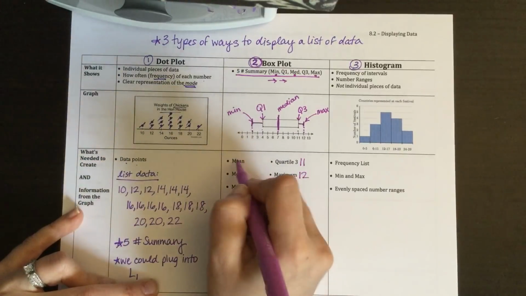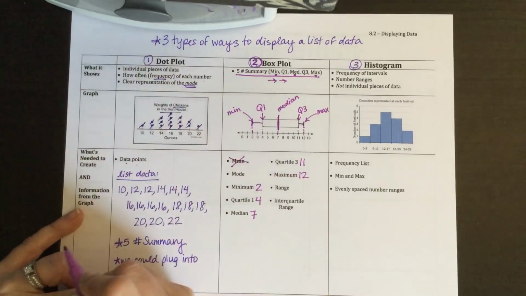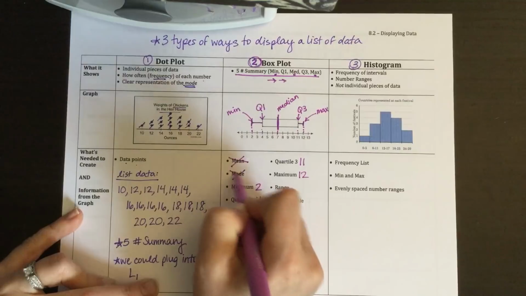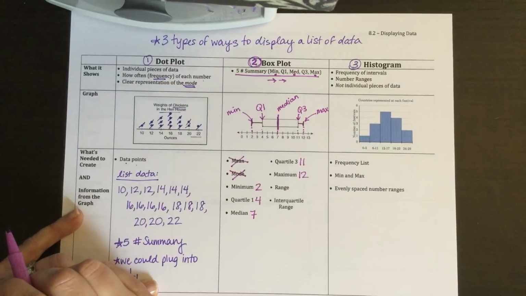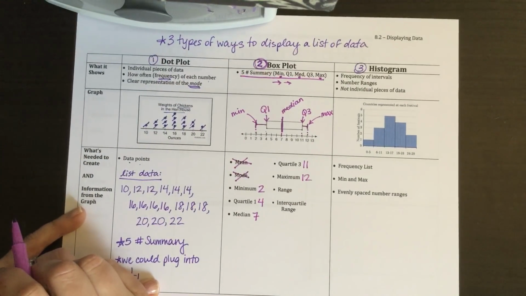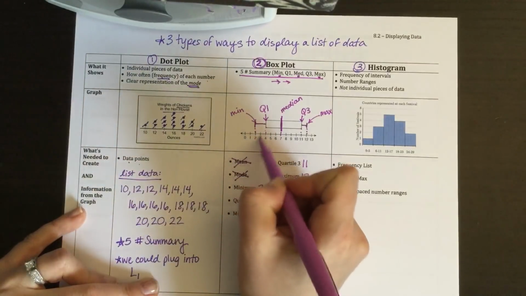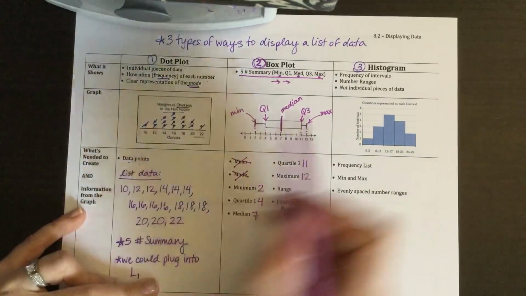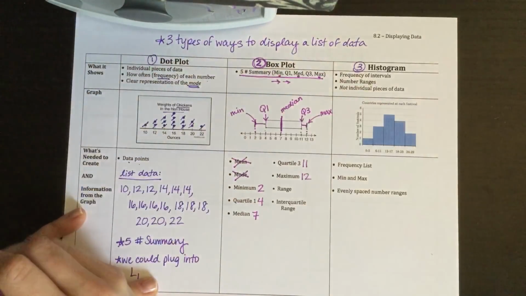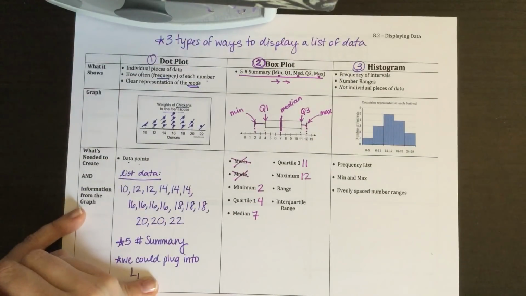Okay? It does not tell me the mean number, and it does not tell me the mode. Okay? We cannot see individual pieces of data here. We don't know how many times 2 occurred or how many times 11 occurred, okay? It does not tell us individual pieces of data.